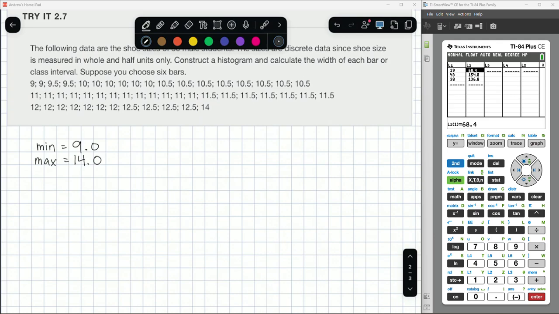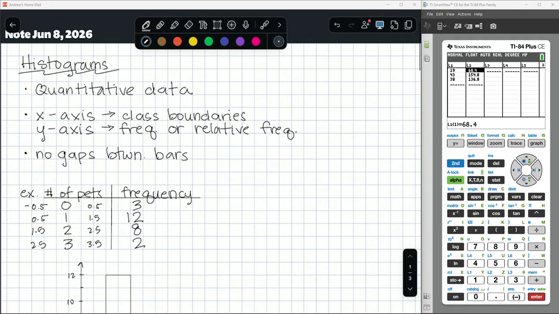I want to go half a step below the min and half a step above the max, just like I did for my already grouped data here. Half a step below, half a step above.